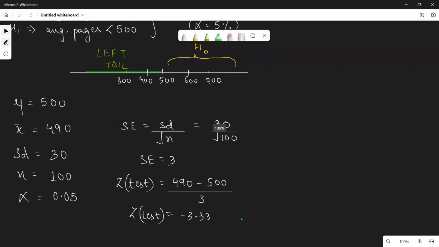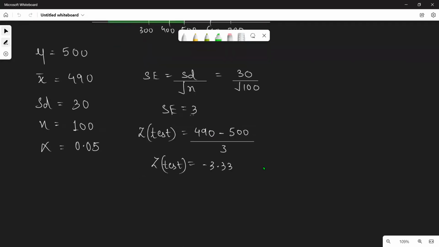So this value which we have, the Z test value which we have calculated as minus 3.33, is something that we have to remember for the time being. Okay, fine, no problem. Now what we will do is, we know that we have level of significance as 0.05.